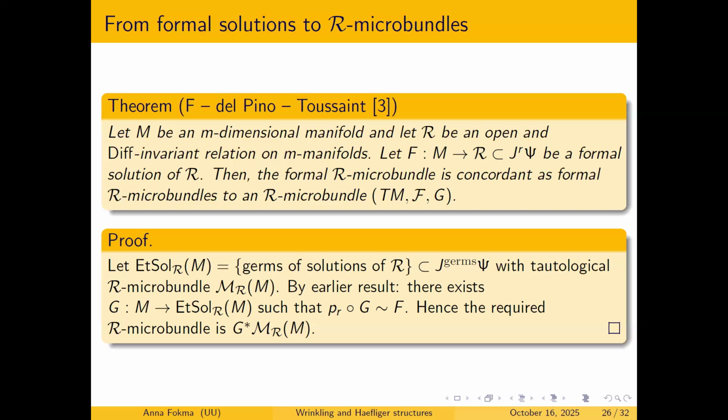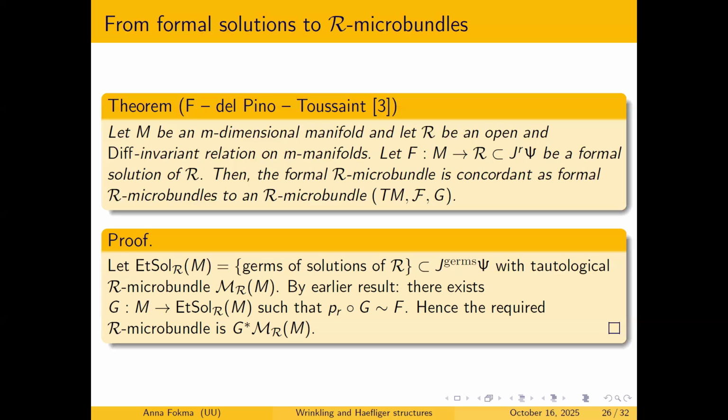Etzel consists of germs of solutions. So it has a tautological solution itself, using the diff-invariance of the relation, because in each point, we define the solution to be the solution we're taking the germ of. Takeaway, there is a tautological solution on Etzel, meaning that there is also a tautological R microbundle.